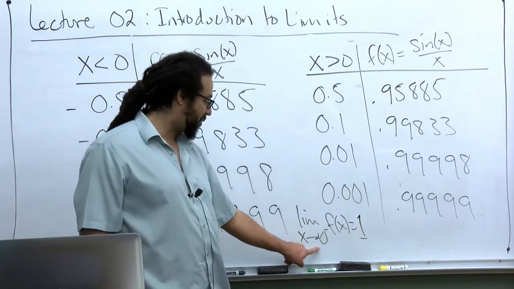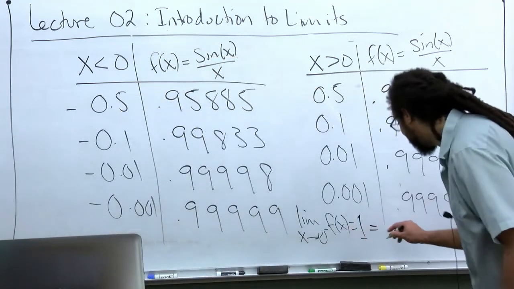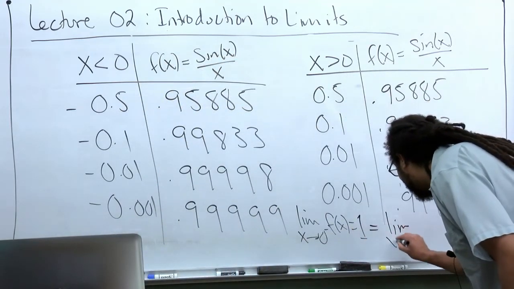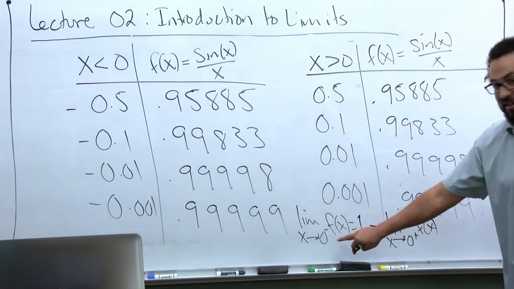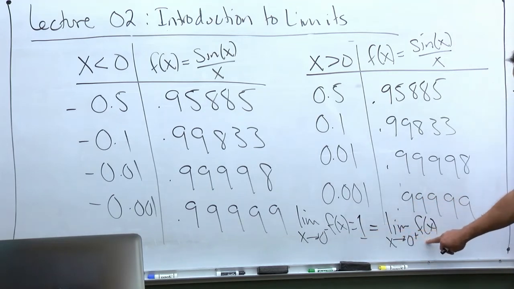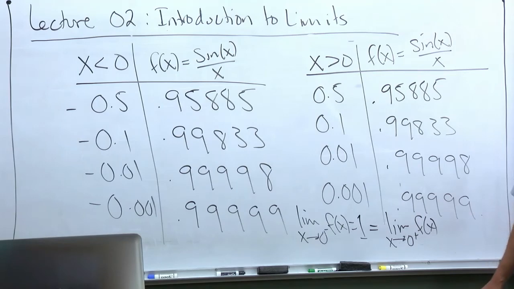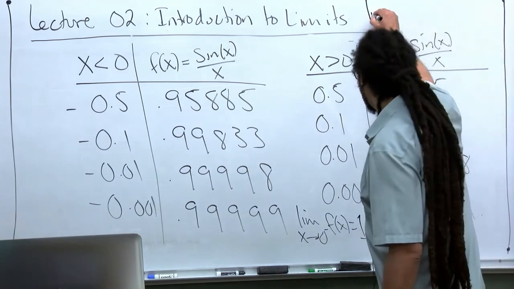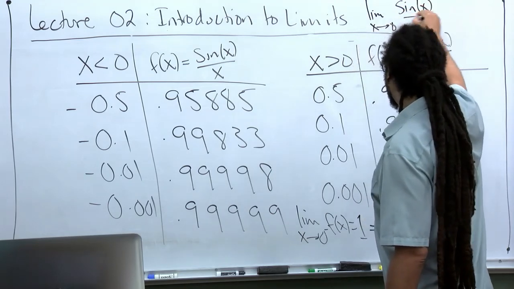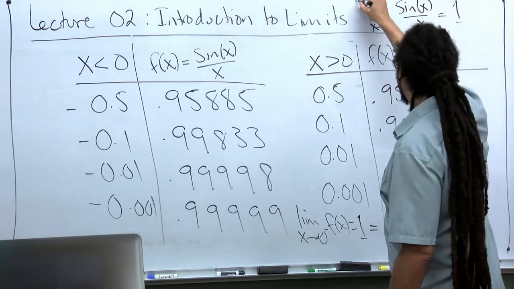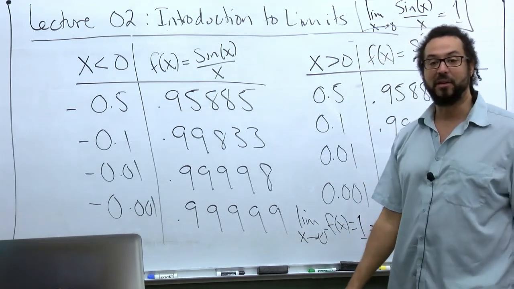So the limit as x approaches 0 from the left is 1, and that's the same thing as the limit as x approaches 0 from the right. And so now, because the left-hand limit is the same as the right-hand limit, that tells us that the limit as x approaches 0 of sine x over x is just equal to 1. So that would be a good final answer using the numerical method.